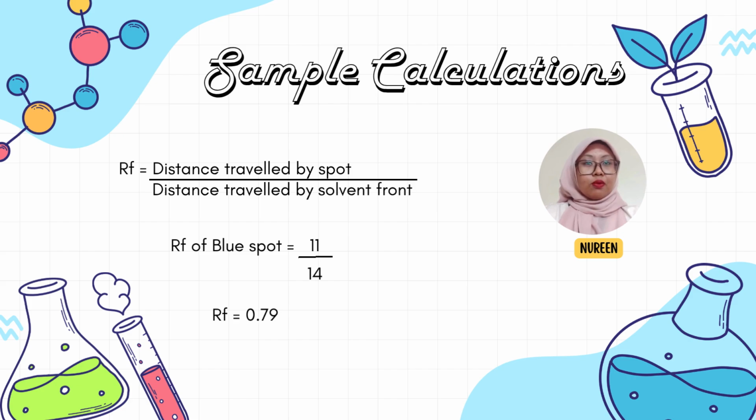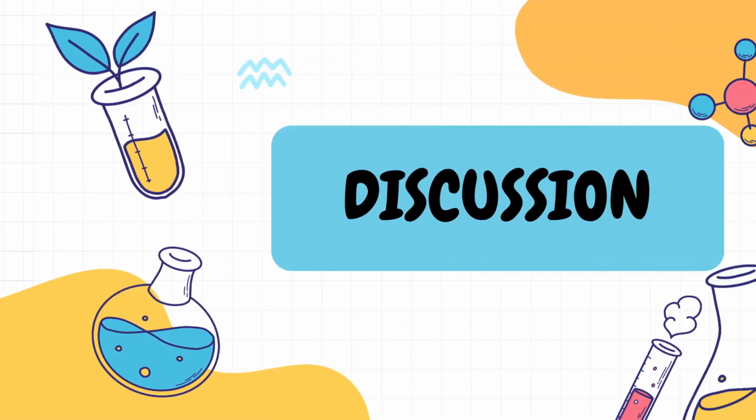This means the blue dye moved approximately 79% of the total distance travelled by the solvent. A higher RF value indicates that the dye has a stronger affinity toward the mobile phase, which is the solvent, and weaker interaction with the stationary phase, which is the chromatography paper. Therefore, the blue dye shows great mobility compared to the other dyes in this experiment.